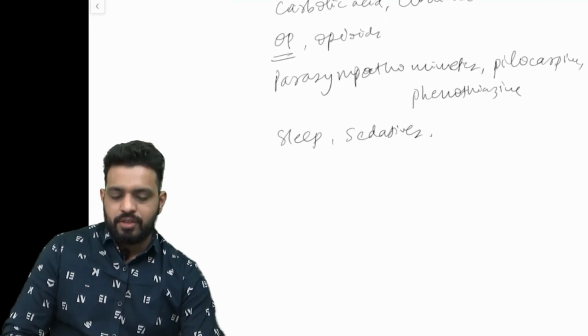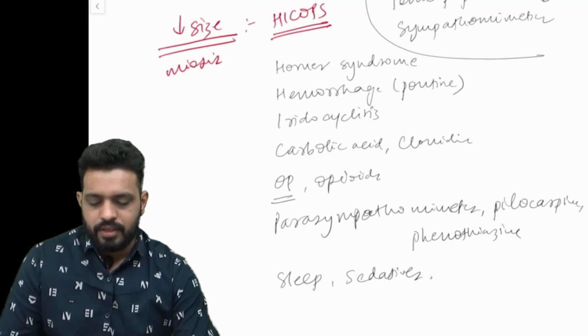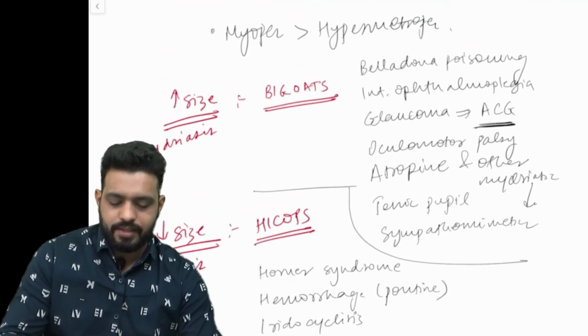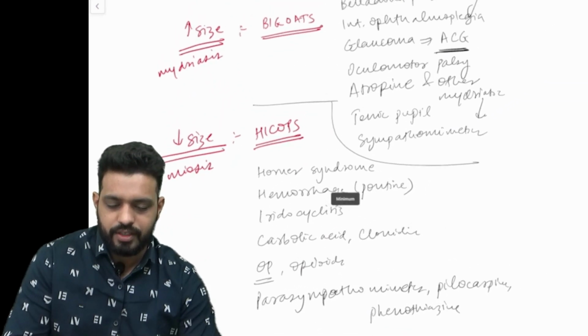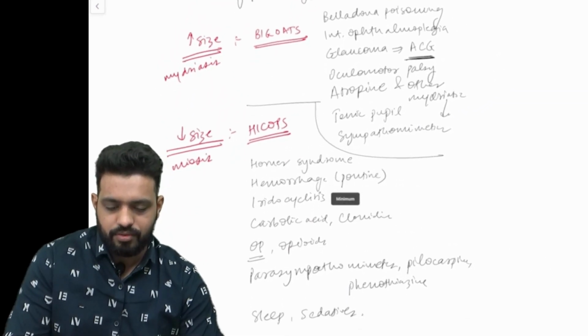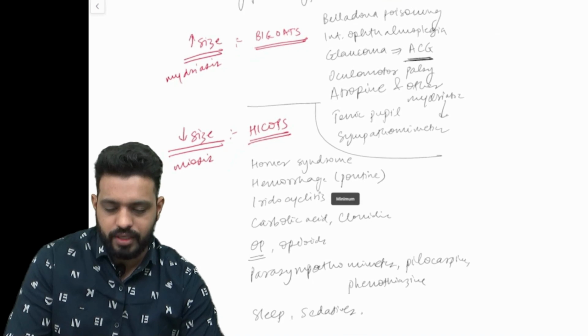Got it? So these are the causes of increased size, which is mydriasis, and decreased size, which is meiosis. Please, I believe you have noted it down. Please have a look and please note it down here. Okay, you can take a screenshot as well.